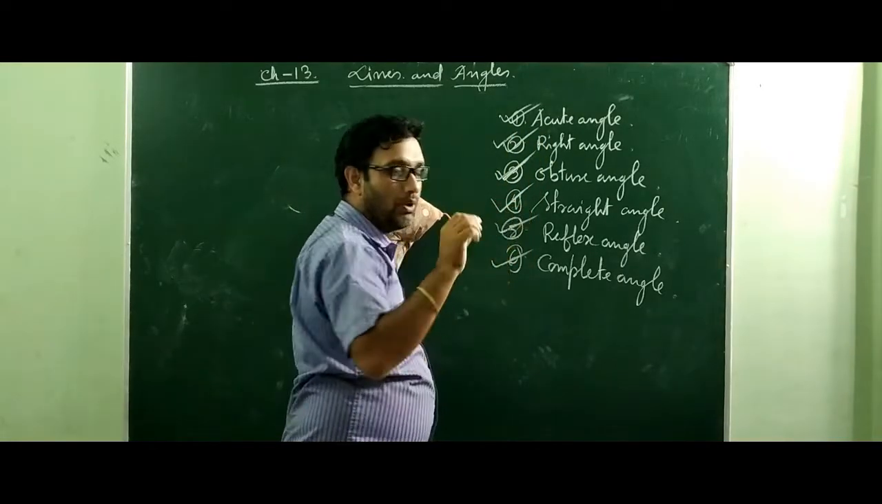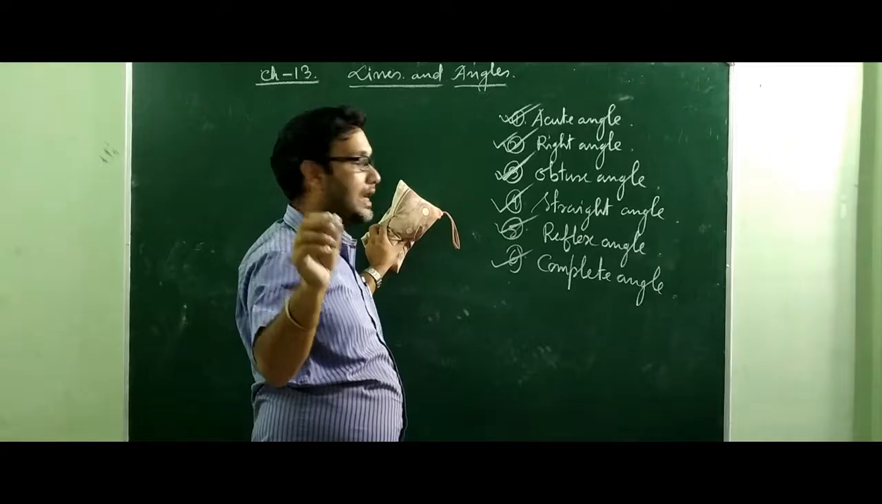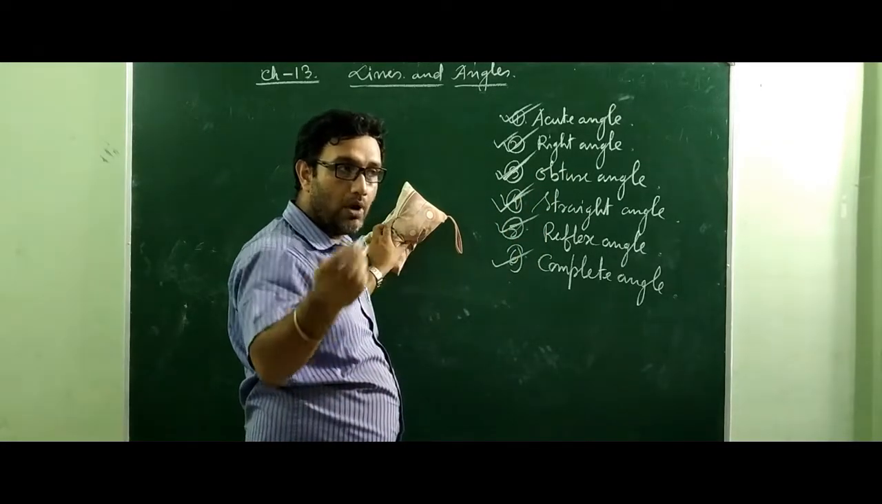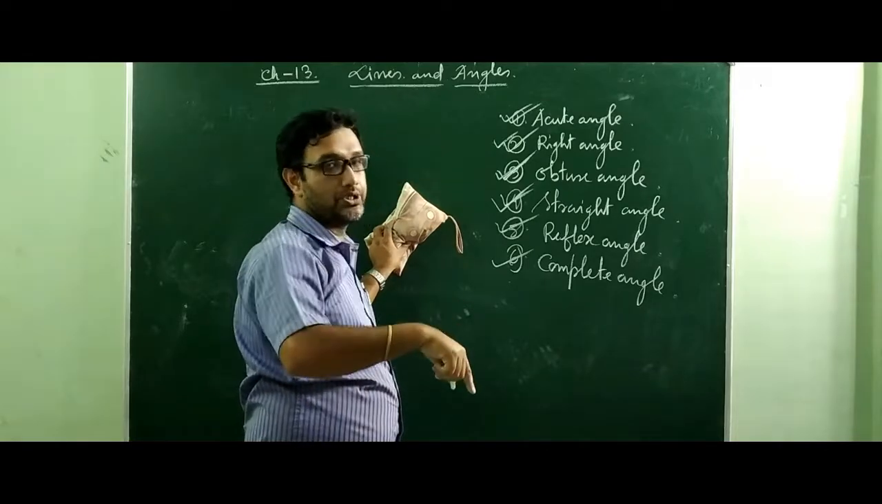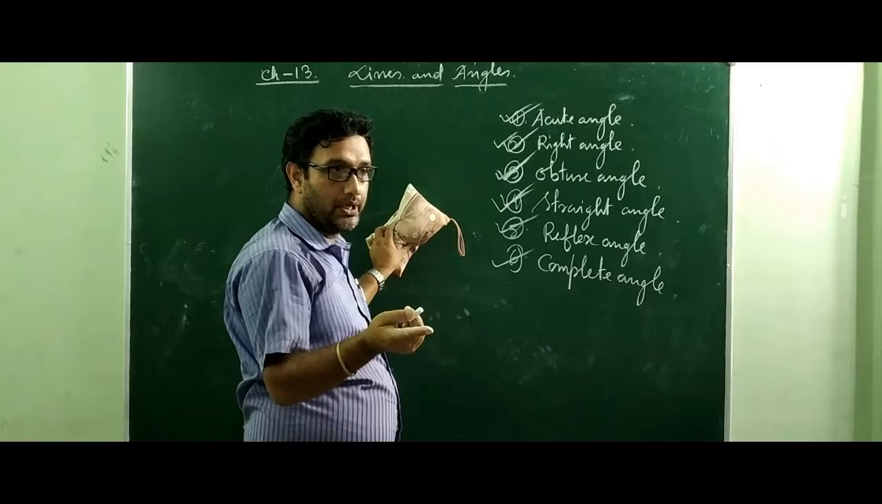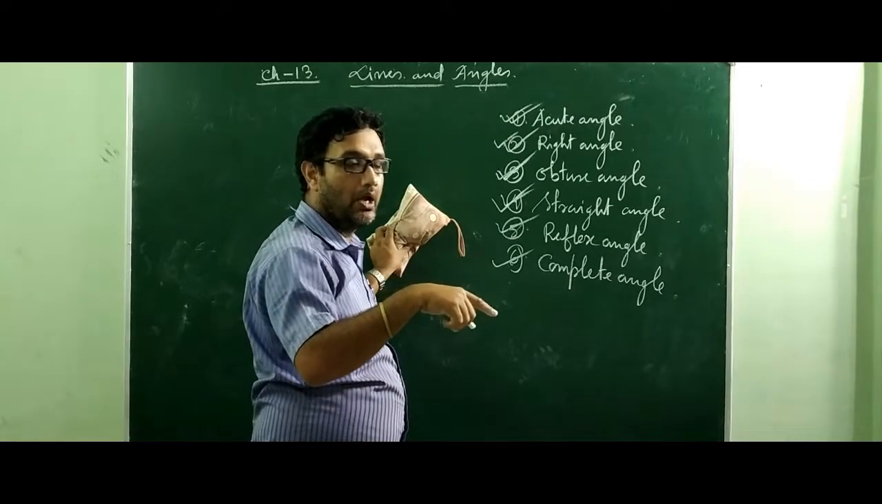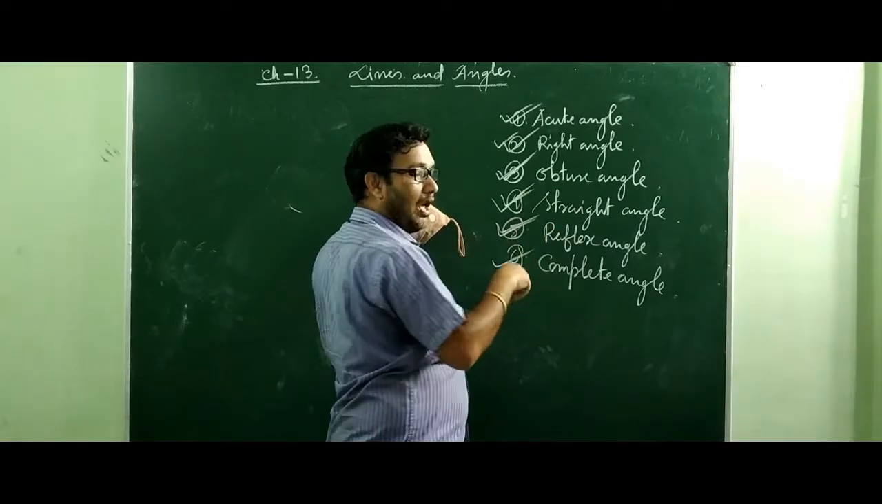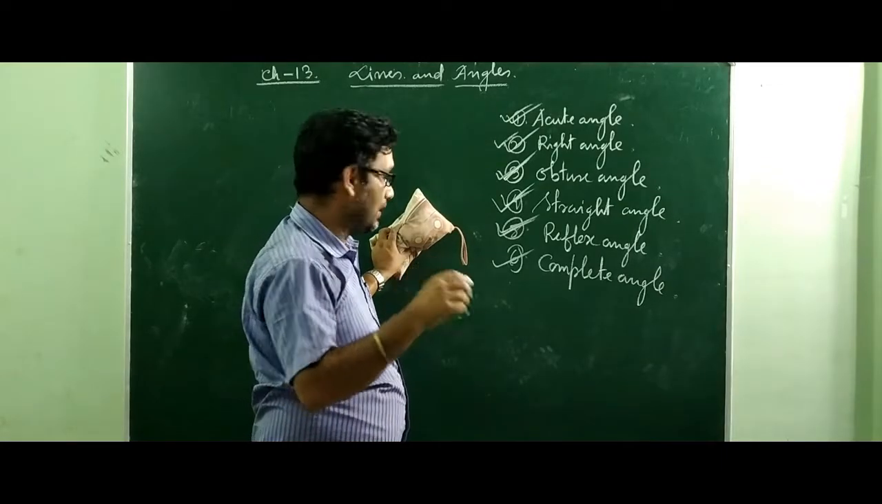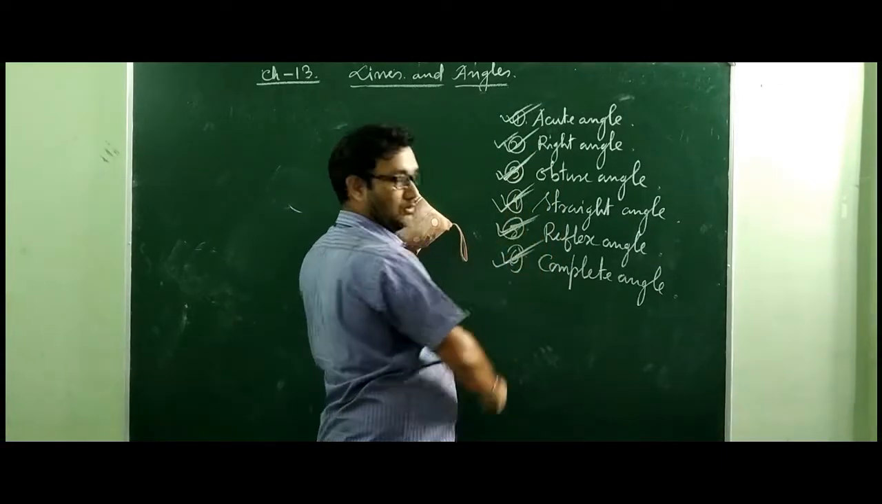Straight angle, if the measure of an angle is 180 degree, then it is called straight angle. Reflex angle means more than 180 degree but less than 360 degree. And if the measure of an angle is 360 degree, then it is called complete angle.